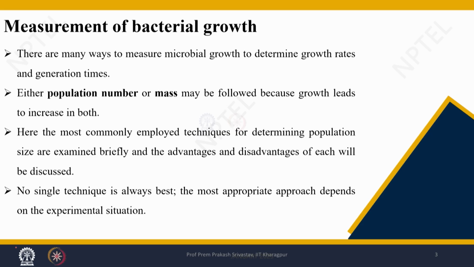Now, measurement of bacterial growth. There are many ways to measure microbial growth to determine growth rates and generation times. Either population number or mass may be followed because growth leads to increase in both. Here, the most commonly employed techniques for determining population size are examined briefly, and the advantages and disadvantages of each will be discussed. No single technique is always best. The most appropriate approach depends on the experimental situation.